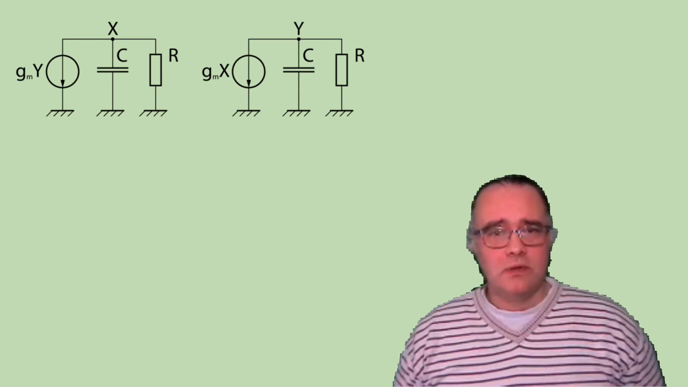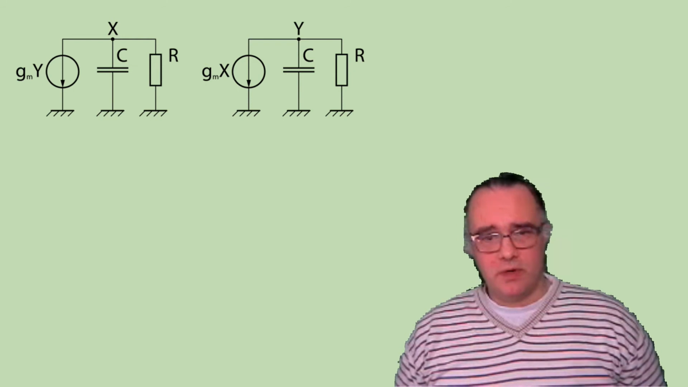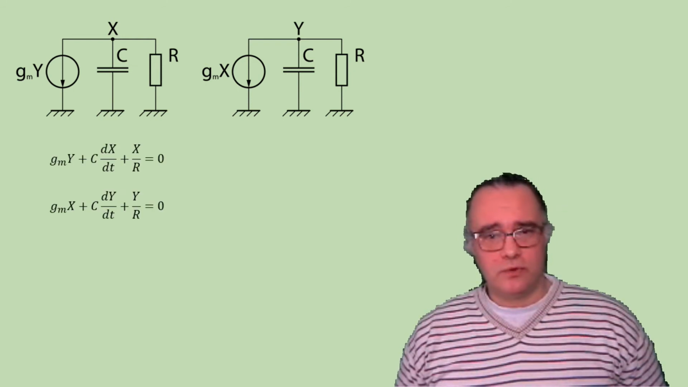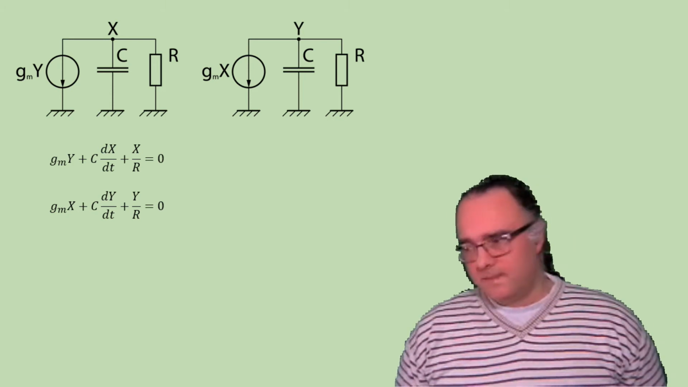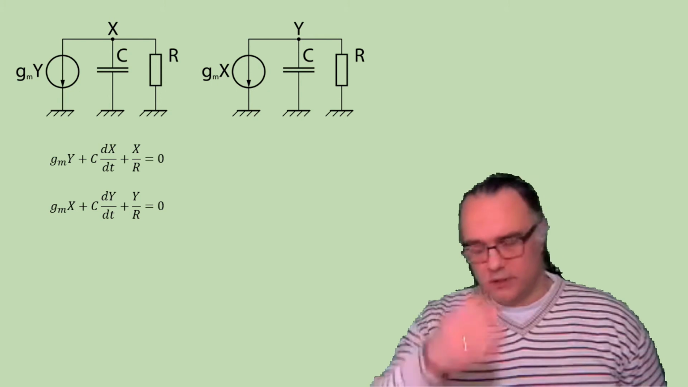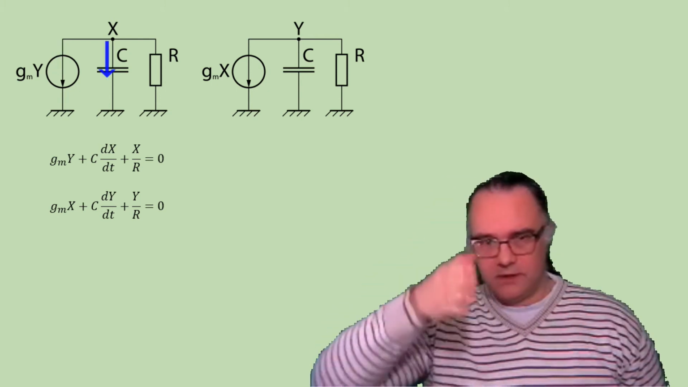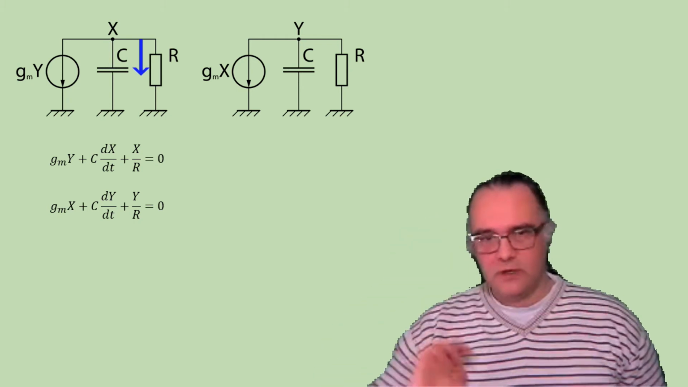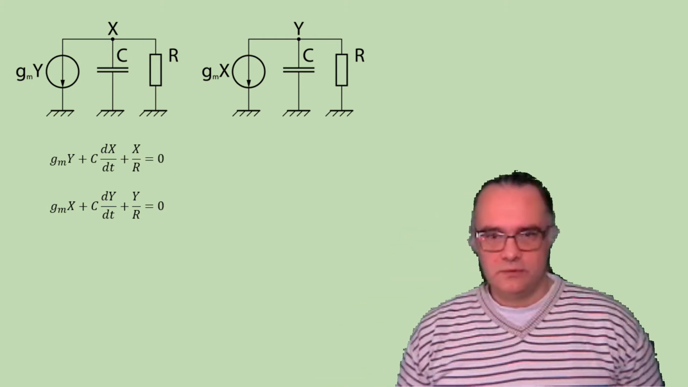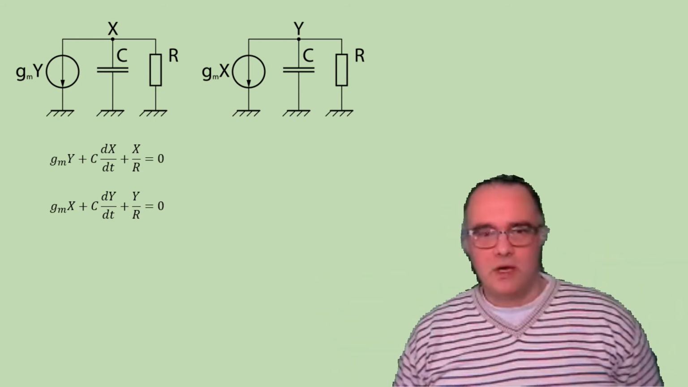So now to analyze this circuit, we will write the Kirchhoff current law for the two nodes X and Y, and the Kirchhoff current law requires that the sum of all currents is equal to 0. So the current of the voltage dependent current source plus the current that flows through the capacitor plus the current that flows through the resistor is equal to 0. We have two groups of the circuit, and hence we have two equations.